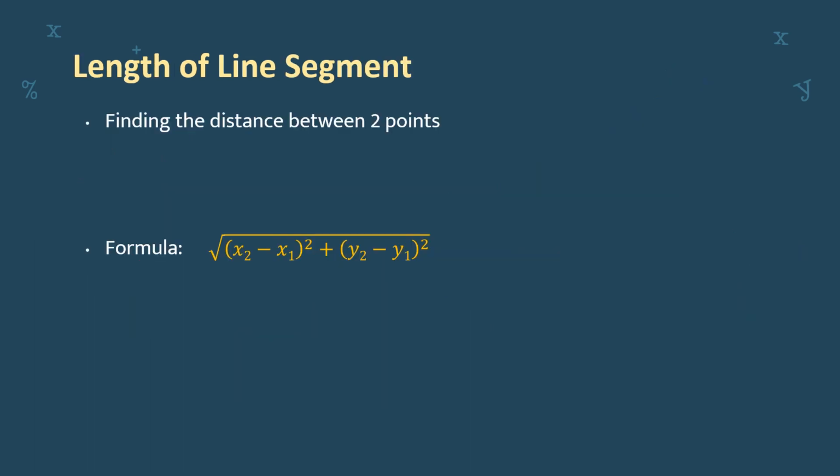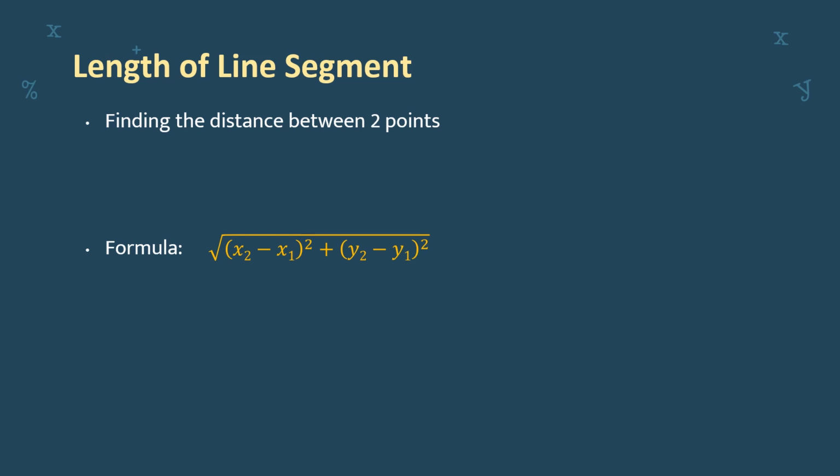Okay, let's move on to the length of a line segment. The length of a line segment allows us to find the distance between 2 points. So the formula is as shown: x2 minus x1 squared plus y2 minus y1 squared, and then you square root the answer. This is actually derived from the Pythagoras theorem.